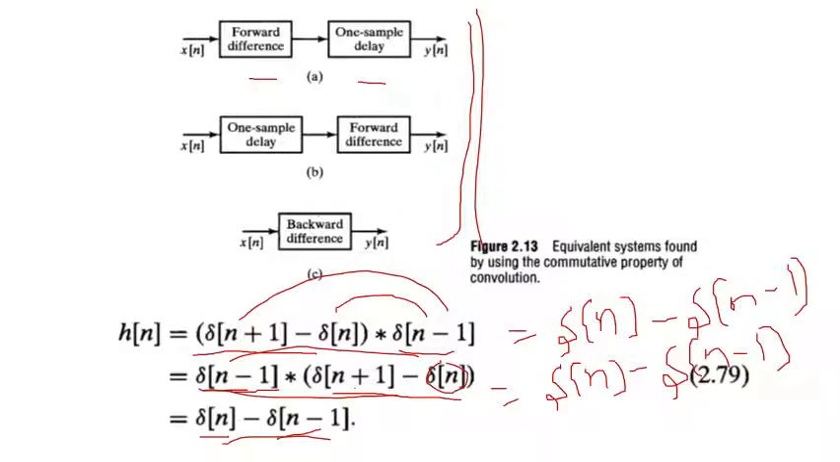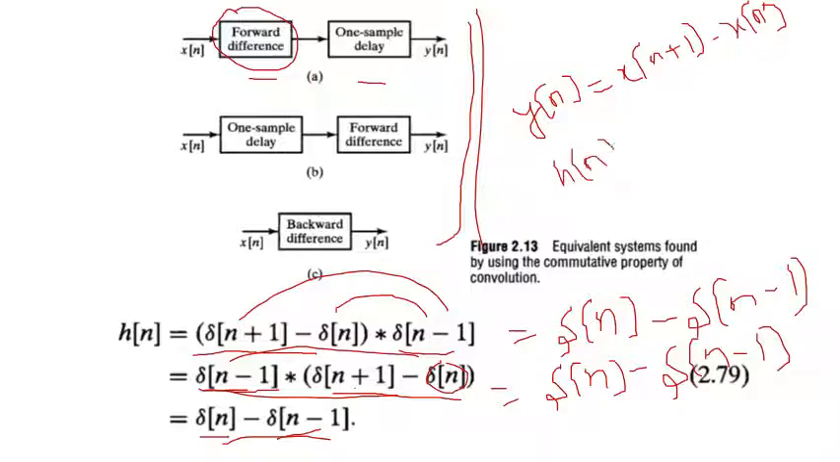So you can solve it yourself. All you need to do, you must know the equation. The equation of forward difference is what? I have already told you, advanced sample minus previous sample. So if you need to find out the impulse response, you just have to replace x with delta. So this is the impulse response of forward difference. Okay, so let's move on to the next slide.